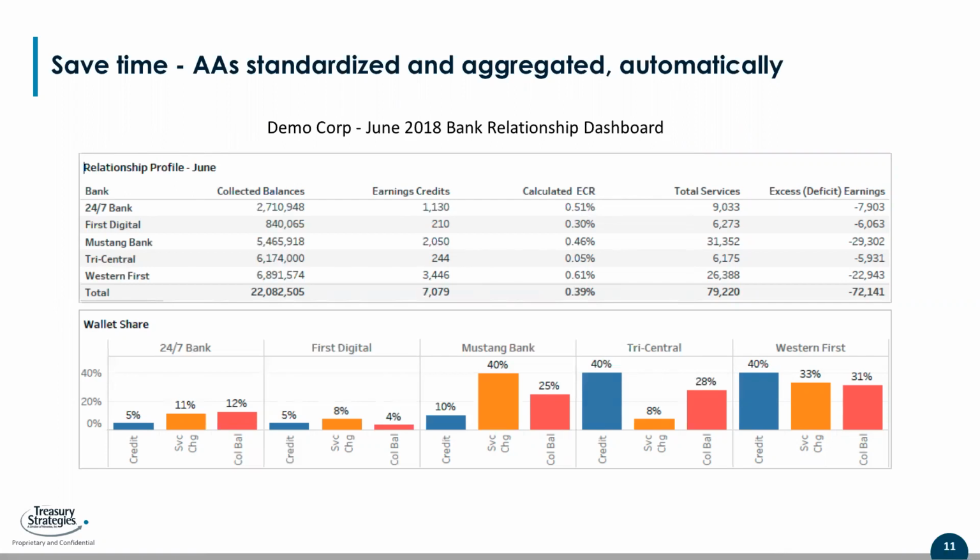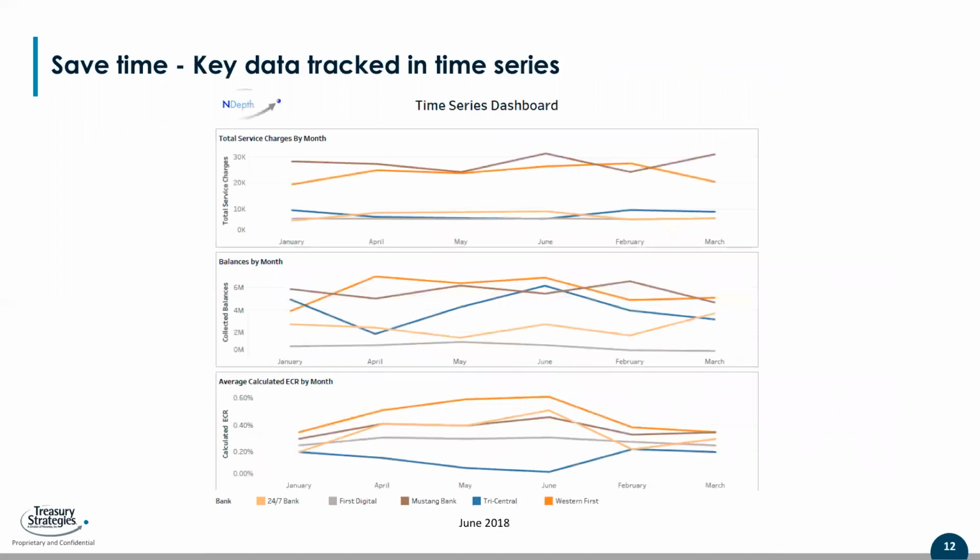So here's an example on this page of a standardized, aggregated report that's produced automatically without any human intervention from NDepth for our sample company. Their 5 banks have these collected balances, ECRs, total services spend, and excess or deficits for the month that we're looking at. And the colored chart on the bottom tells us how they're distributing their whole wallet of credit and service charges and collected balances. So it gives you a snapshot picture of your relationships simply, easily, without anybody having to do any work. To get that, you simply need to take your PDF account analysis and drag and drop it into our portal, and shortly thereafter, we have these reports.